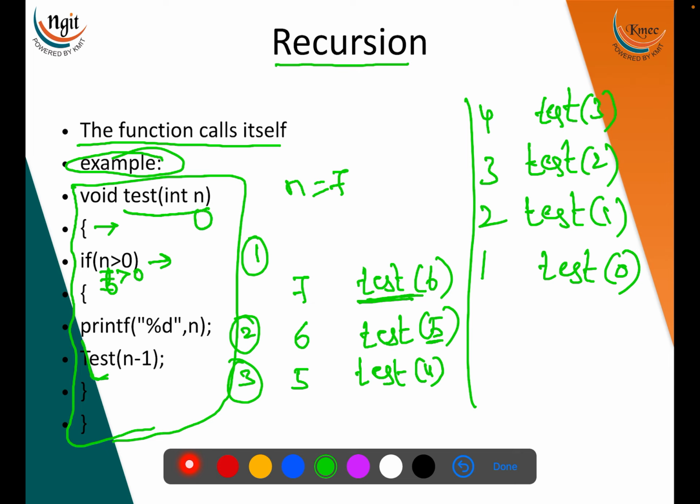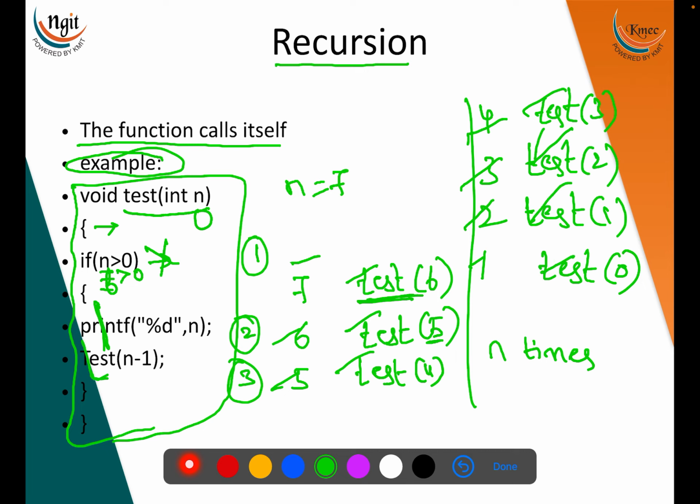Now the n value becomes 0. 0 is not greater than 0, the condition fails, so this time it will not go inside the block. Now check how many times we printed the n value: 1, 2, 3, 4, 5, 6, 7. Okay, 7 times the n value has been printed. That means n times. Now, how many times is the function called? This is a recursive function, a recursive algorithm. How many times has recursion taken place? 1, 2, 3, 4, 5, 6, 7.